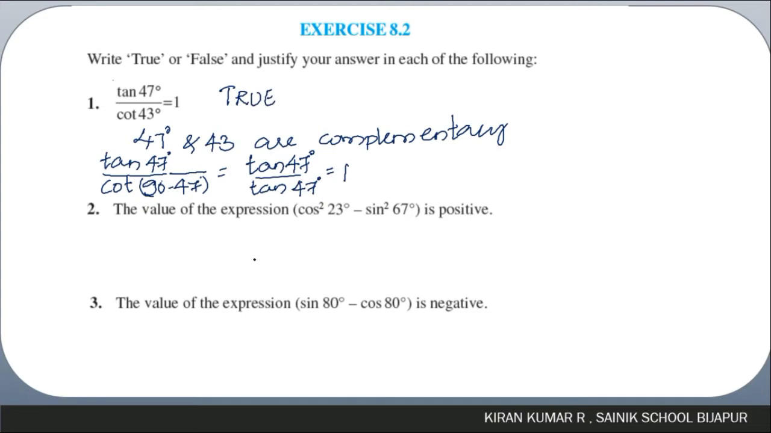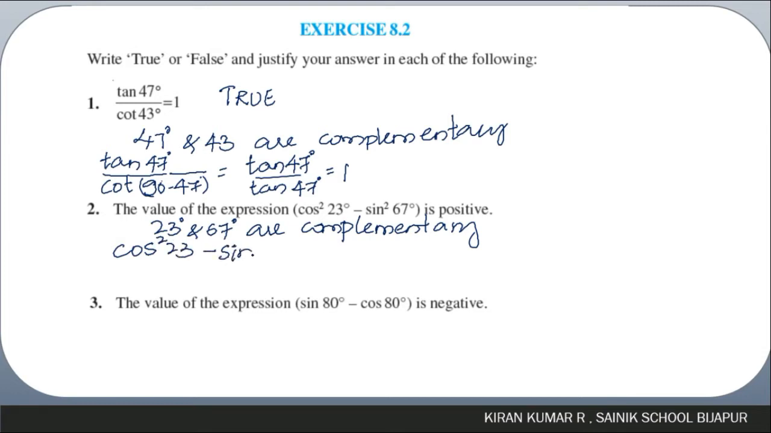Let's look at the second one. The value of the expression cos square 23 degree minus sin square 67 degree is positive. We know that 23 degree and 67 degree are complementary angles. If these angles are complementary angles, I can mention cos square 23 minus, instead of 67 degree, I would like to mention 90 minus 23 degree, so that I can use the complementary relation.